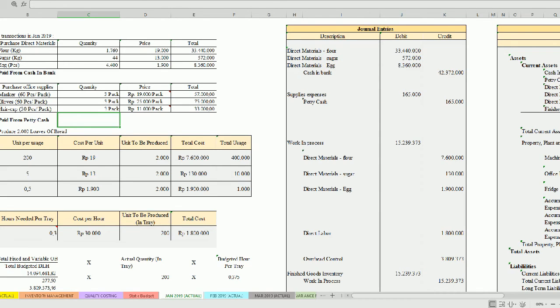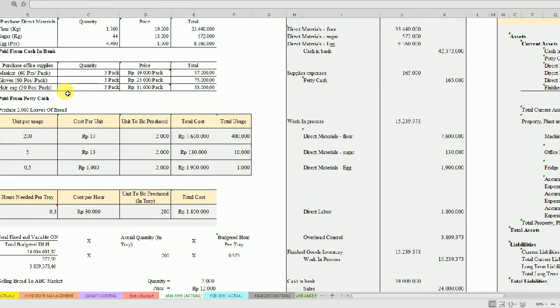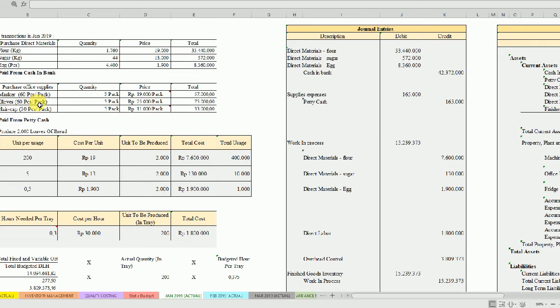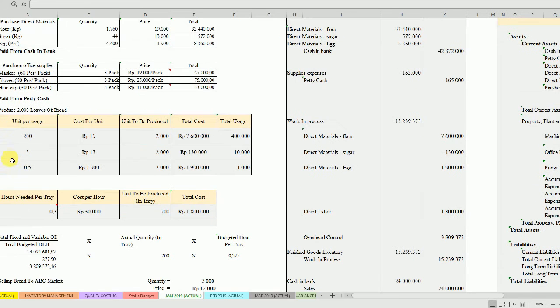On the 5th of January 2019, purchase office supplies. They are masker, glove, and hair cap. The quantity times the price will get the total cost, and the journal will be supplies expense to petty cash.